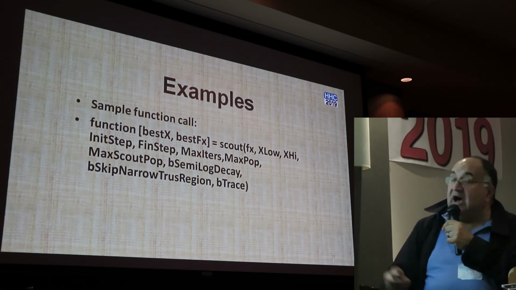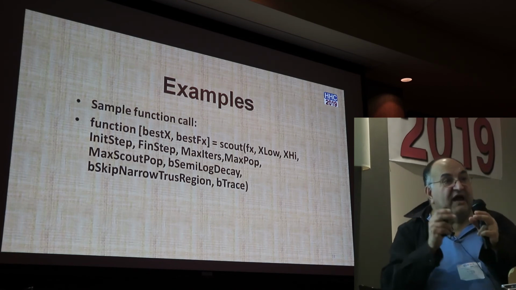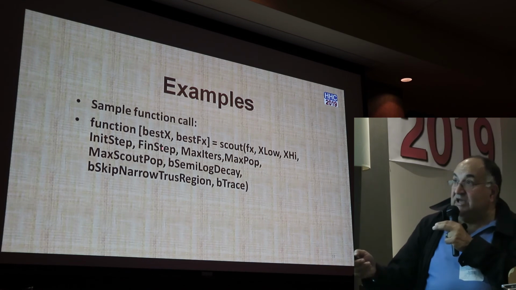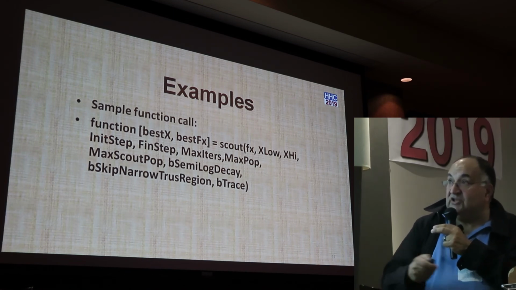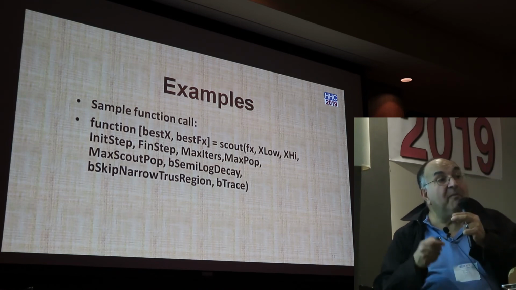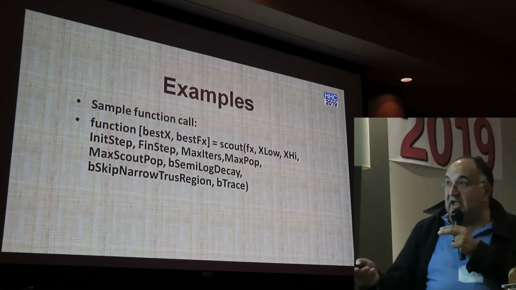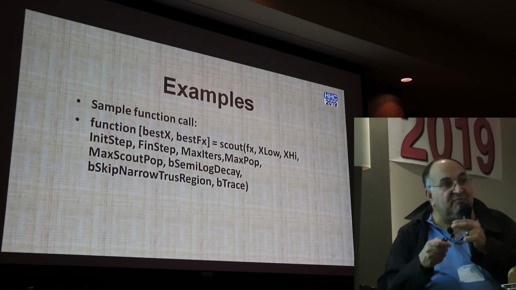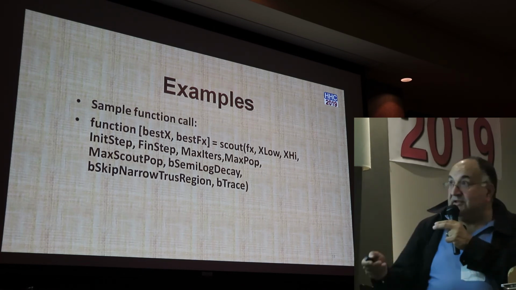X low and x high are arrays defining the low and upper ranges. Init step and fin step are scalar values, in our case, that define the initial and final step. Max iters is the maximum number of iterations. Max pop is the maximum number of pods, or the main population. Max scout pop is the maximum number of scouts for each pod.